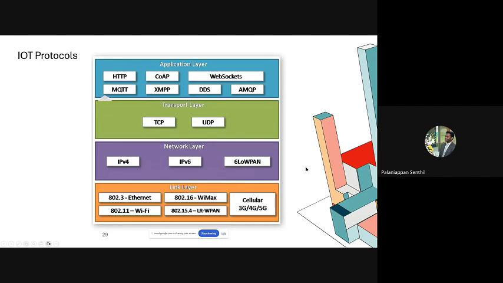6LoWPAN is nothing but IP version 6 over a low power wireless personal area network. This was also invented, but is not widely used in the IoT area, though it is still used in automobiles and other sectors of IoT. And next, if you see the transport layer, there are two predominant ones, TCP and UDP, which are the Transmission Control Protocol and the User Datagram Protocol.